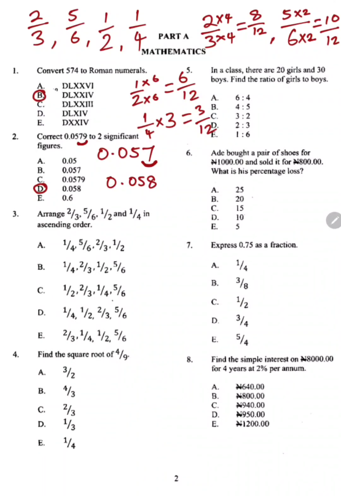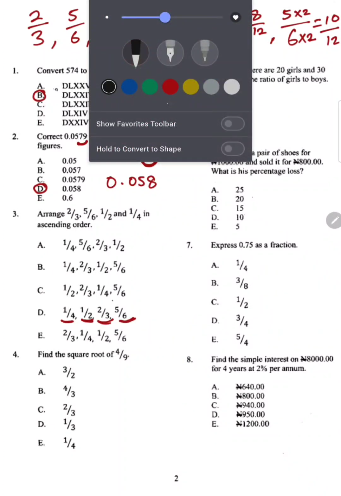So I'm going to check here to see my 1 over 4, the one that has my 1 over 4. And the next one will be 1 over 2. So 1 over 4, 1 over 2. I can find 1 over 4 here and 1 over 2. And the third one will be 2 over 3. Yeah, so it's 2 over 3. And finally 5 over 6. Because here we have the, let me change the pen color.